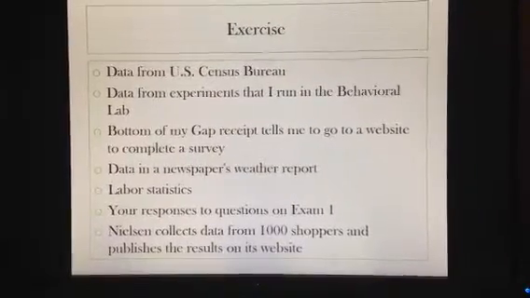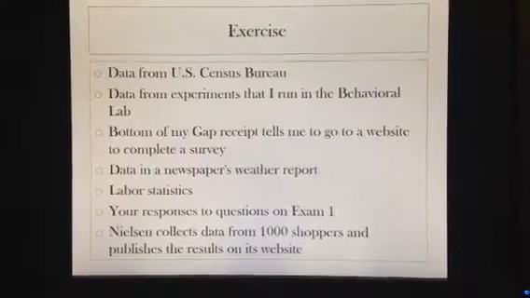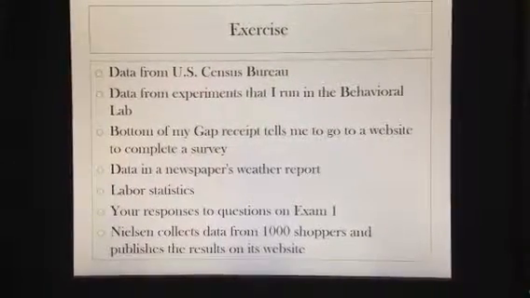The bottom of my GAP receipt tells me to go to a website to complete a survey. For GAP, what kind of data is this? Yeah, it's primary data.